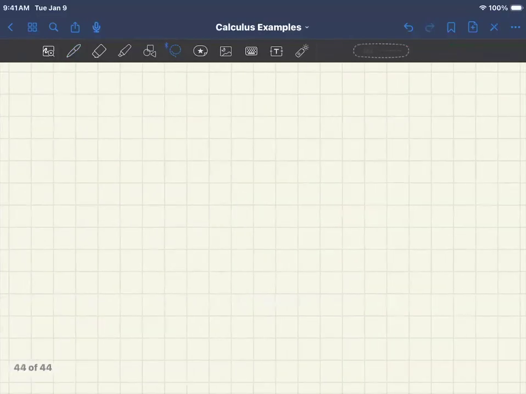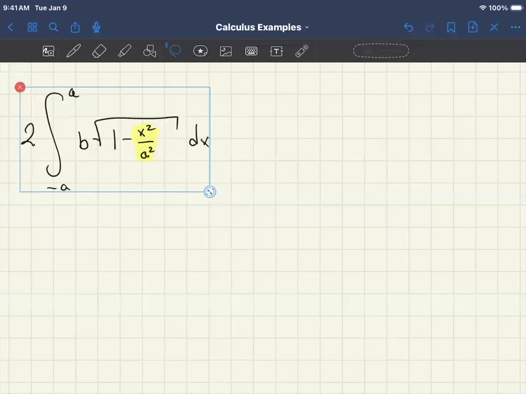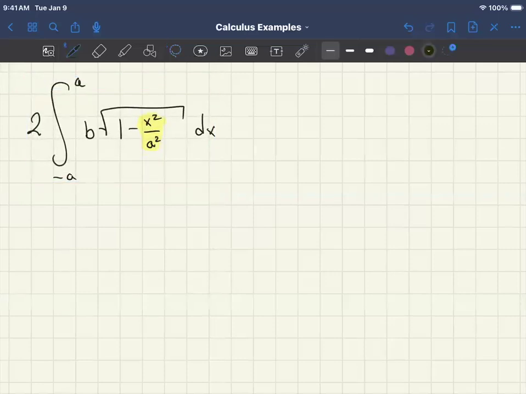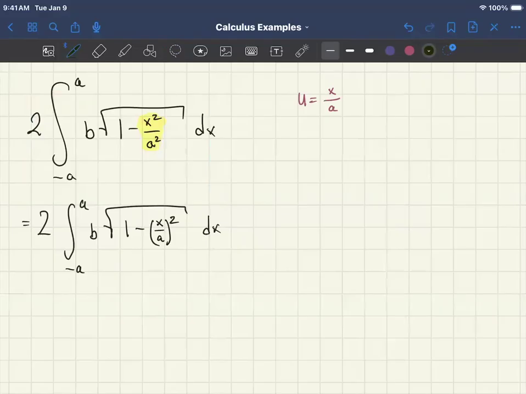So I'm going to go to the next page here so we have a little bit more room. And we are going to take u is equal to x over a. And you'll notice I didn't say x squared over a squared. And let me just rewrite this one more time. Notice we can rewrite this as x divided by a quantity squared dx. You'll see why we do this in just a little bit. So there is our u.